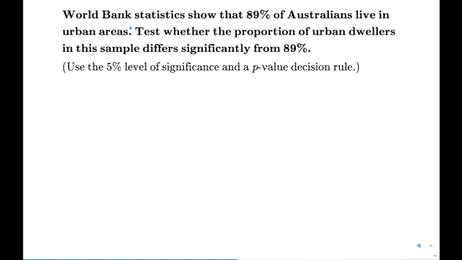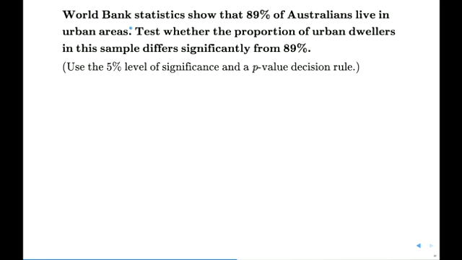Okay, let's return to this business about how many people in the city and how many people in the country we have in this particular sample. So the World Bank statistics, taken from the census actually, show that 89% of Australians live in urban areas, so areas deemed to be the city from our perspective. Little blue star there, you can follow that and check out the statistics if you like. You'll see that Australia is a fairly urbanised country, in fact. So a lot of people live in the cities.